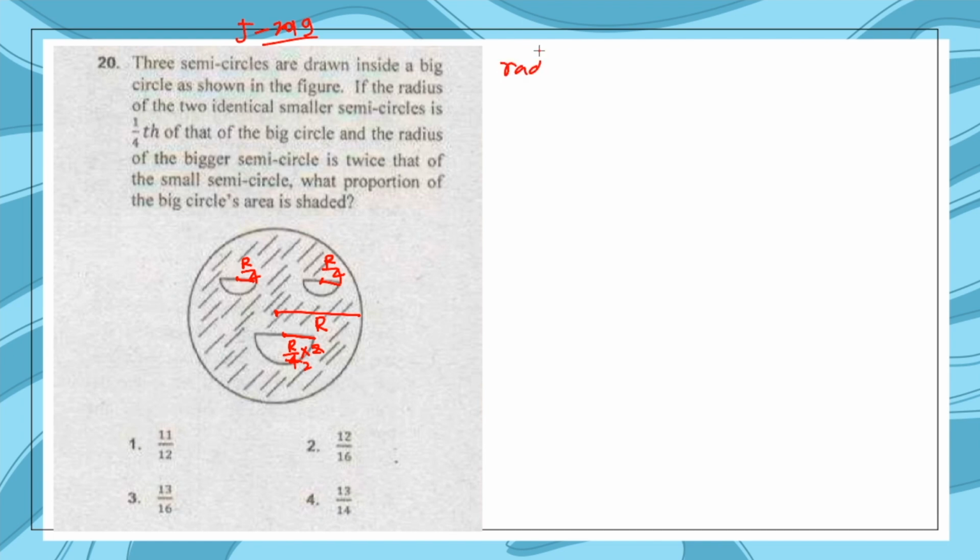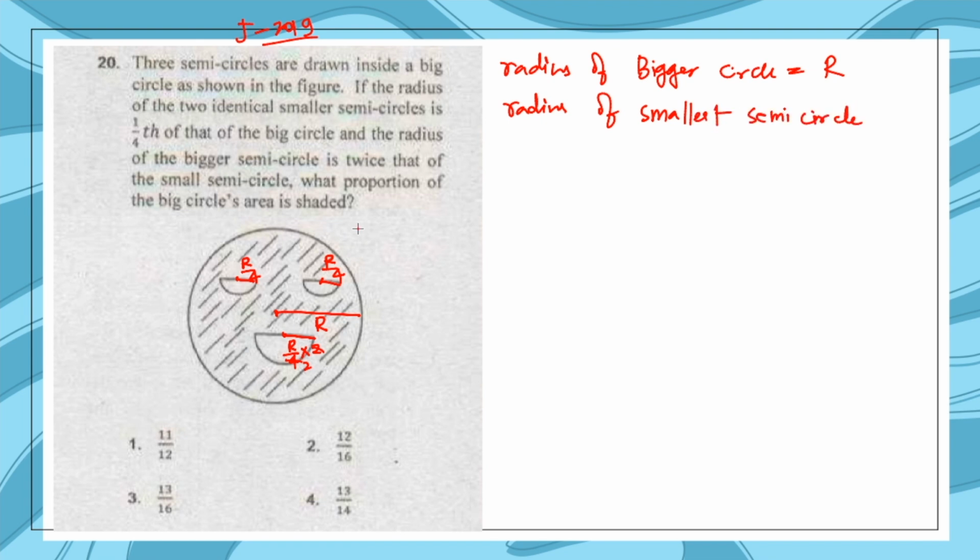So the radius of the bigger circle, the circle which is the biggest one, is capital R. The radius of the smallest semicircle, these two I'm talking about, is capital R upon 4 according to the question. And the radius of the smaller semicircle, that means I'm talking about this one, will be R upon 2.